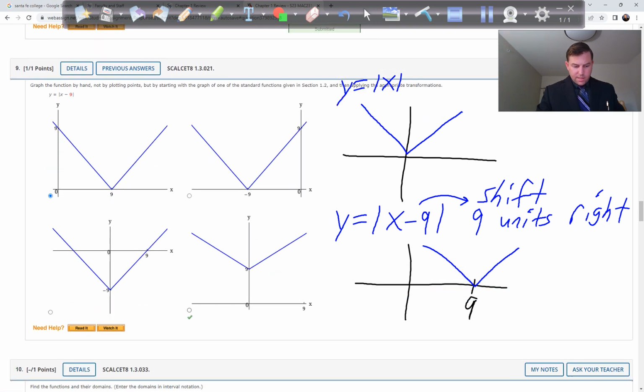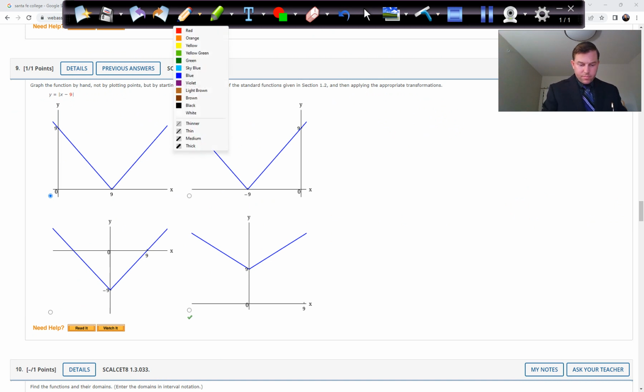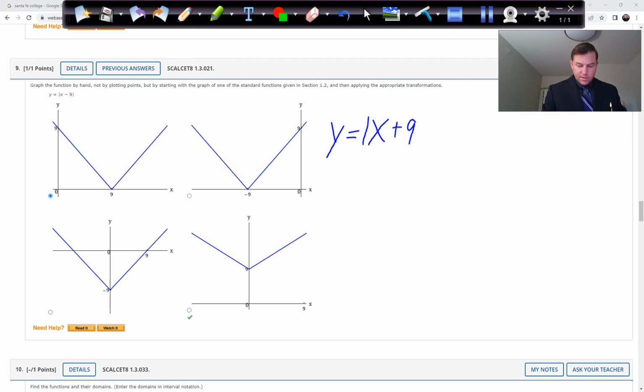Okay, I also think it's useful to look at the wrong answers here. So let me explain what each of these would be. So this one would have been y equals absolute value of x plus 9. So notice the plus makes it go to the left, over to -9. This one would have been y equals the absolute value of x with the -9 on the outside.